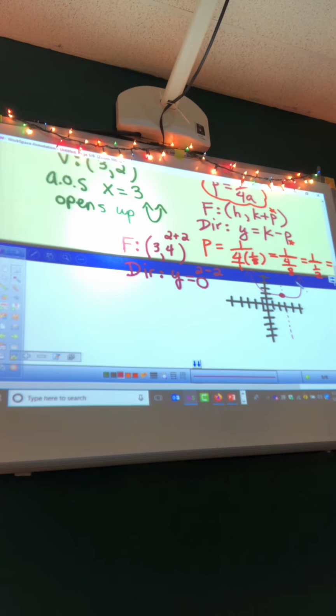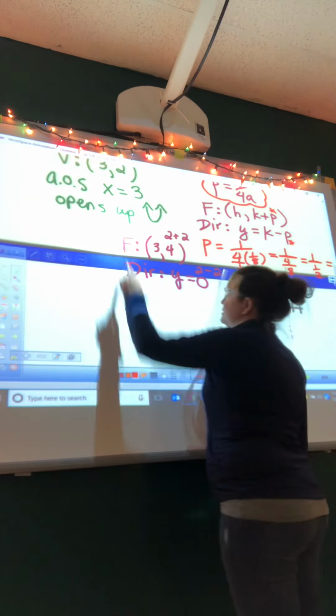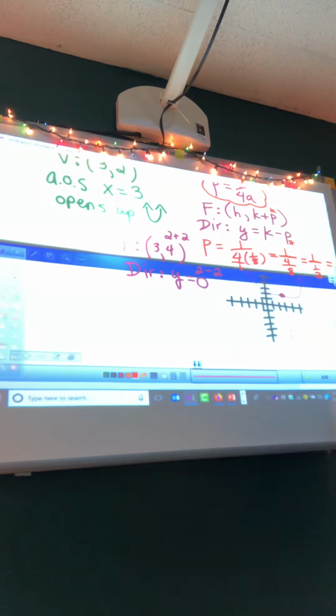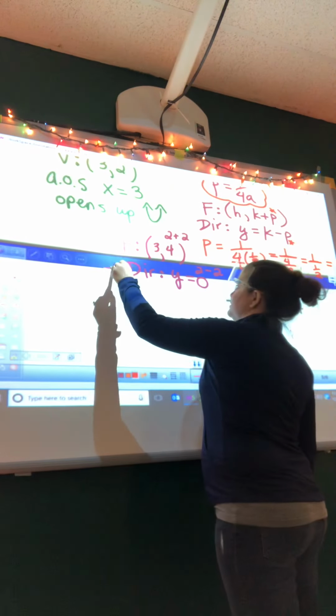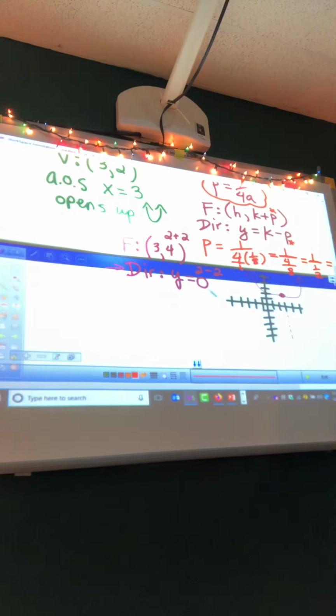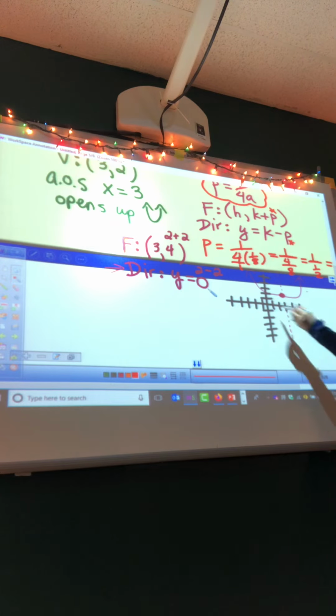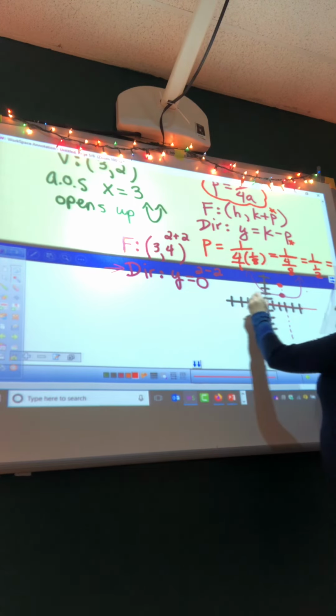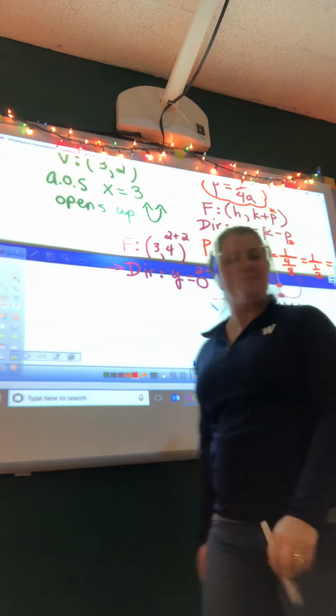So when I go to do my focus and my directrix, focus was at (3, 4). Directrix is line y equals 0. So (3, 4), right here. That looks pretty good, doesn't it? And then y equals 0 is this line right here, isn't it? All right. The parabola goes around that focus point away from the directrix.